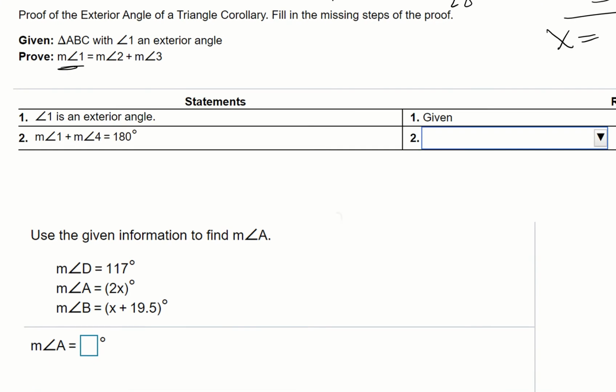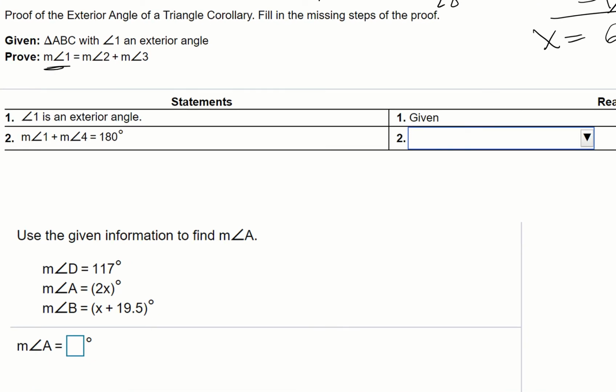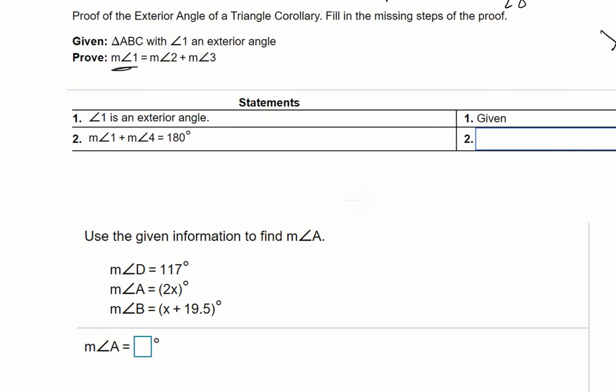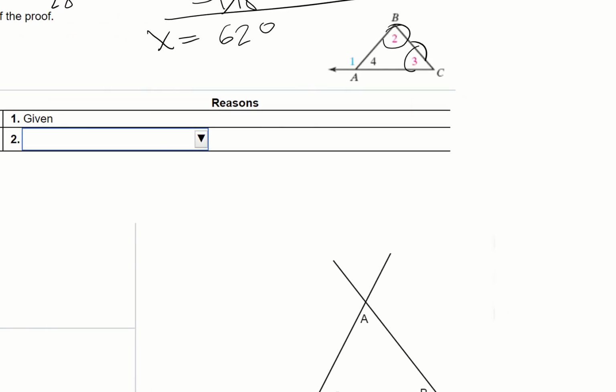And so the first statement is, well, it's an exterior angle, right? Angle 1 is an exterior angle because that's given. And so now the next step here, well, we said that 1 and 4 have to add up to 180. So why is it that 1 and 4 add up to 180? Well, that's because they're a linear pair.